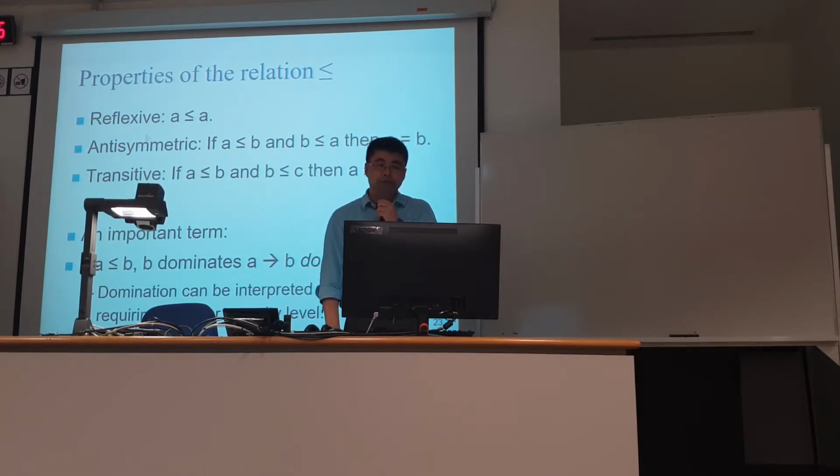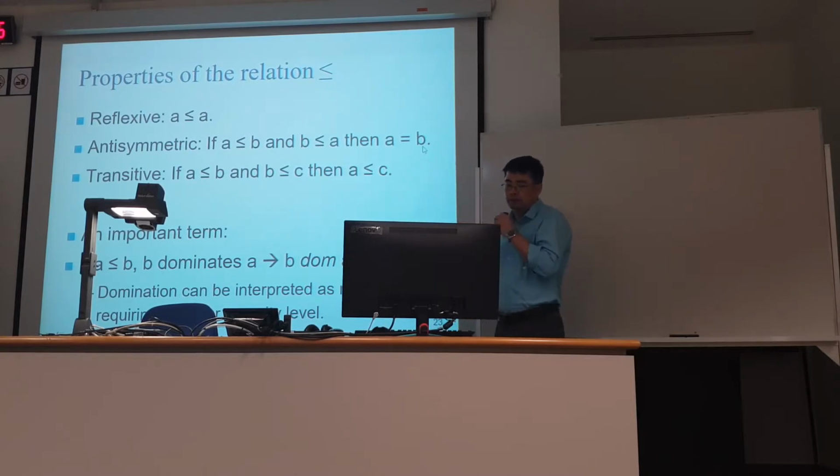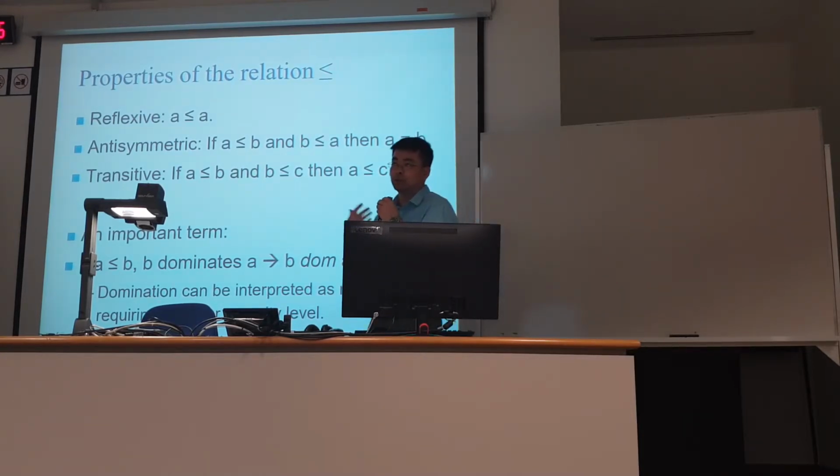For all this partial order, we need it to satisfy three properties. The first is reflexive: A is less than or equal to A. The second is anti-symmetric: if A is less than or equal to B and B is less than or equal to A, then A is equal to B. And the third is transitive: if A is less than or equal to B and B is less than or equal to C, then A is less than or equal to C. So these are the properties we need to satisfy for a partial order. In general, if B is greater than or equal to A, we say B dominates A. Essentially it means that B has a higher or equal level than A.